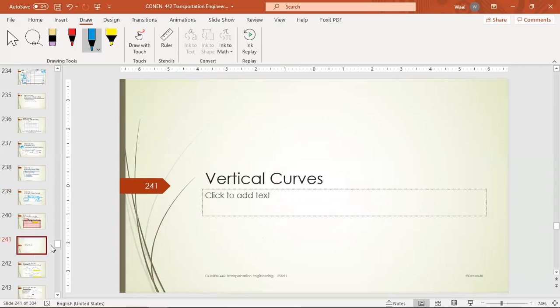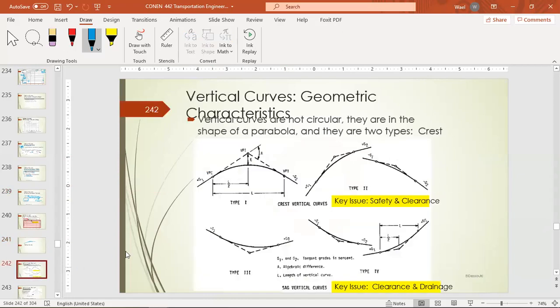Now we go to the vertical curves. These are the curves that connect between these grades. If we have two grades like this, we need a curve to connect between both of them. So we have two types of vertical curves: a crest curve and a sag curve. This is a sag curve, this is a crest curve.